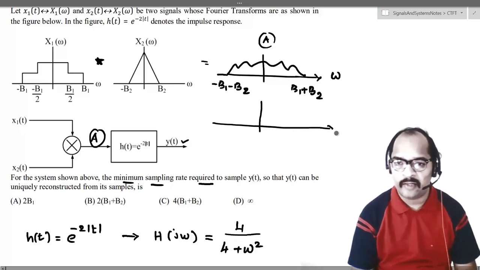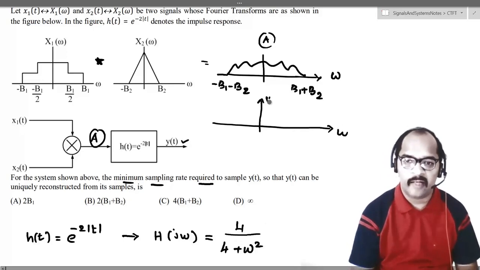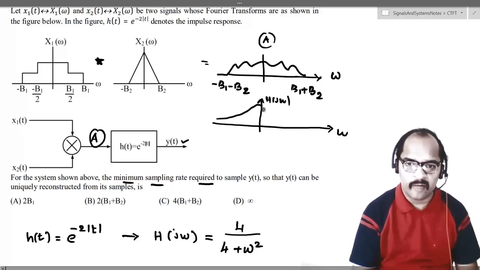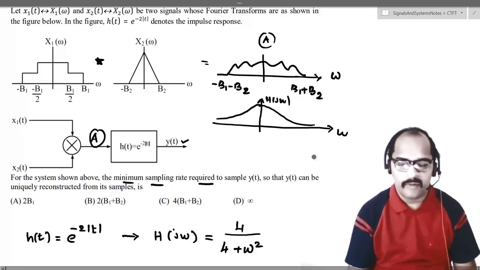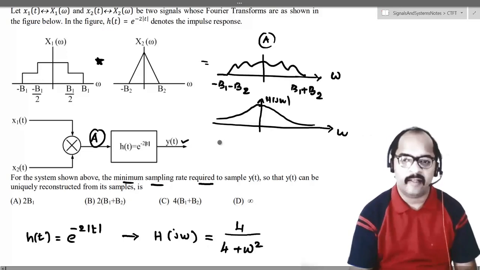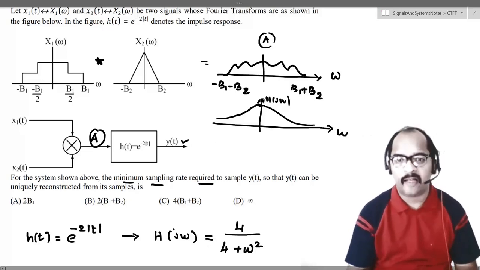So let us try to plot that, our H of j omega. The plot will look like this. Why? When omega increases, the denominator increases, and hence the overall Fourier transform goes on decreasing. It's not Gaussian, but it looks like a Gaussian.